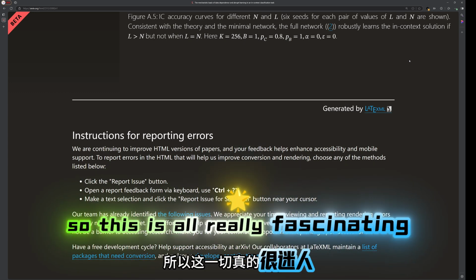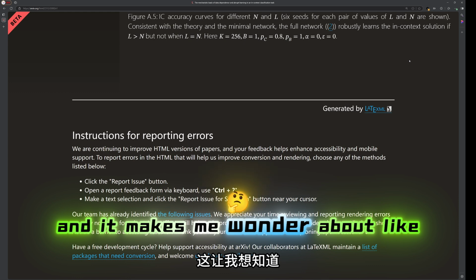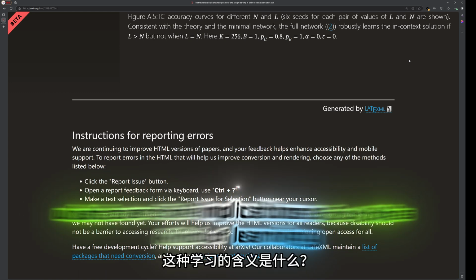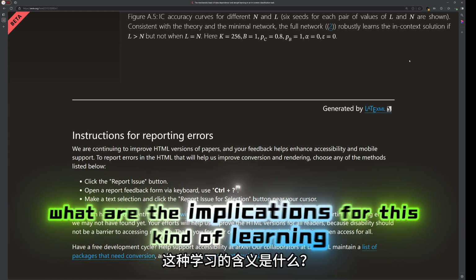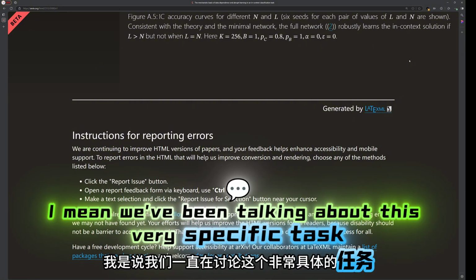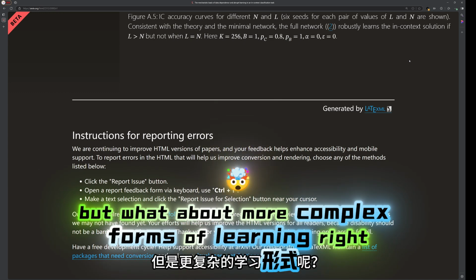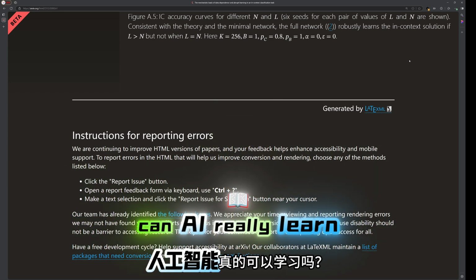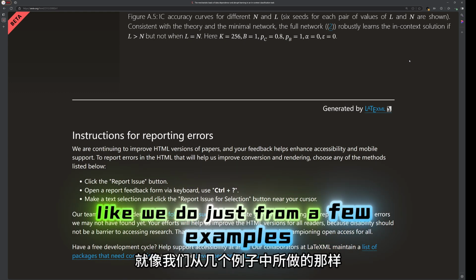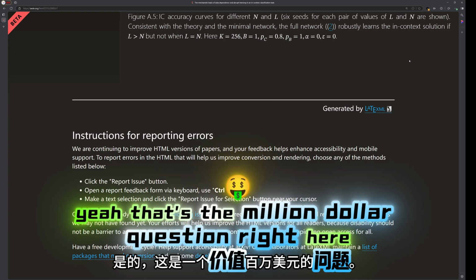Absolutely. So this is all really fascinating, and it makes me wonder about what the implications are for this kind of learning. I mean, we've been talking about this very specific task, this zero-shot copying idea. But what about more complex forms of learning? Right. Can AI really learn like we do, just from a few examples? Yeah, that's the million-dollar question.